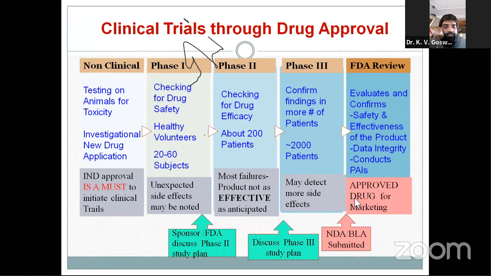So once it is an approved drug for marketing, hey, that's the best time of anybody's life, I would say, to receive that letter of approval with all the effort we made so far.